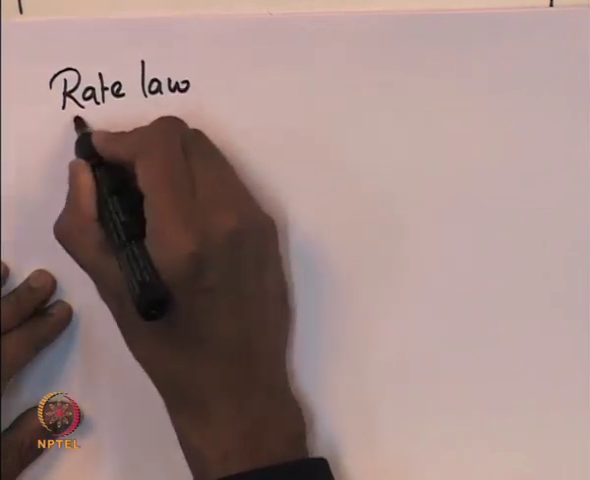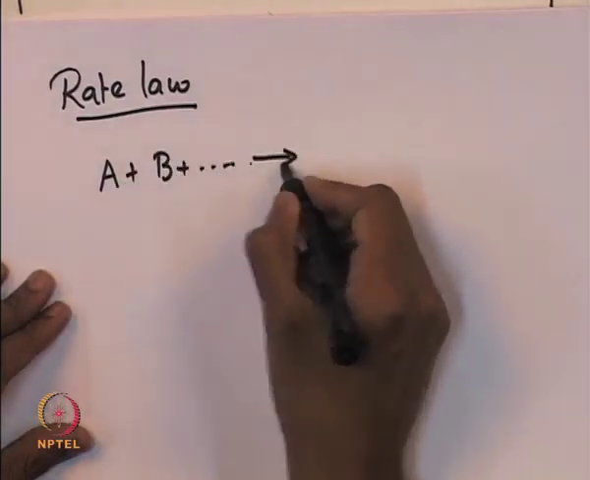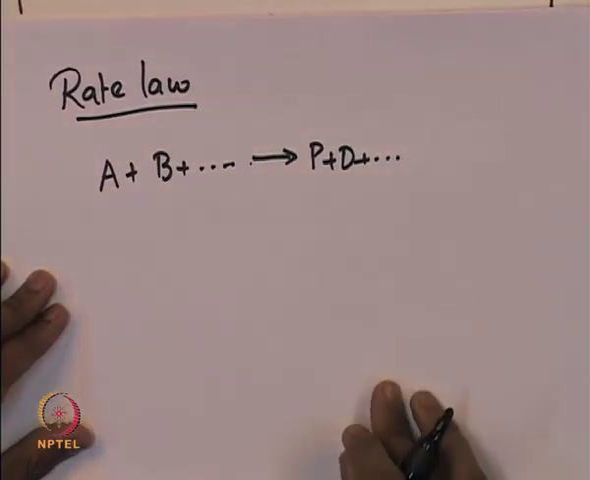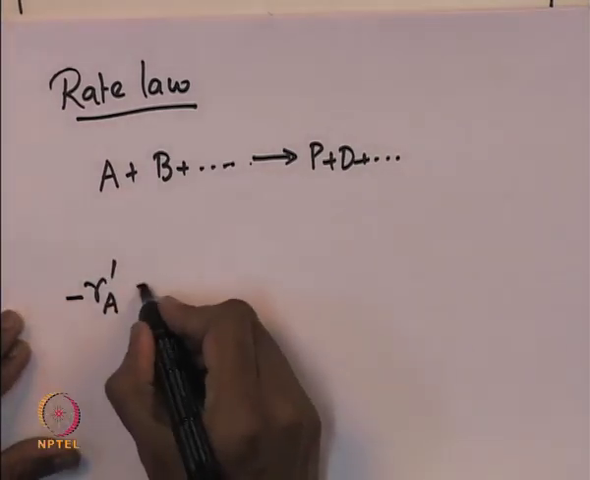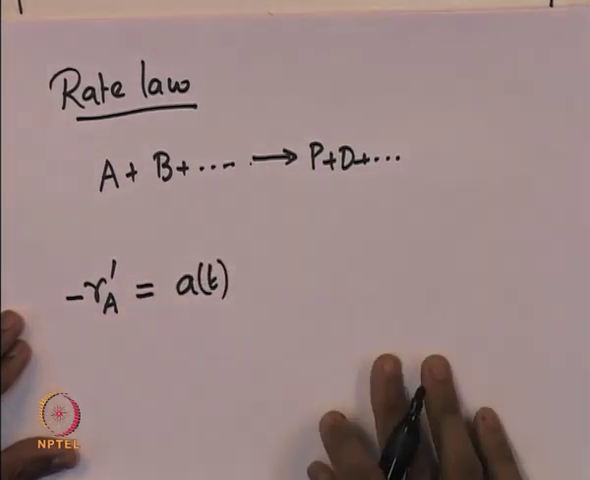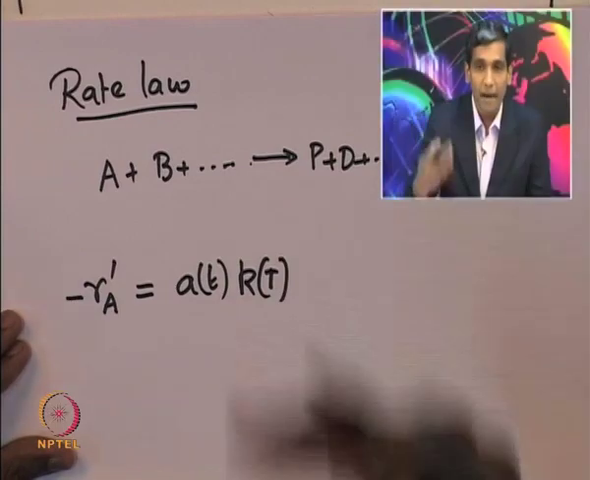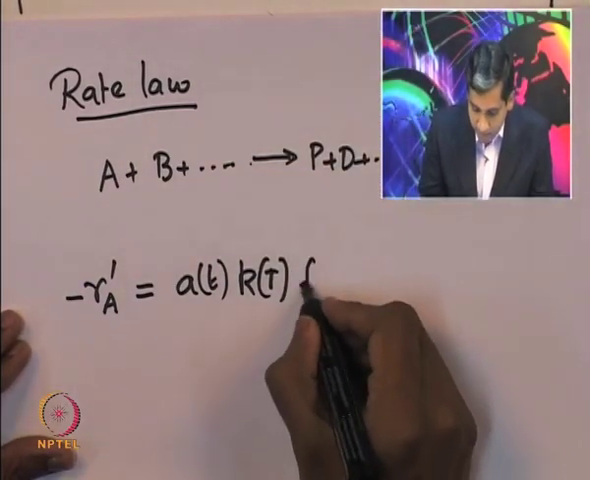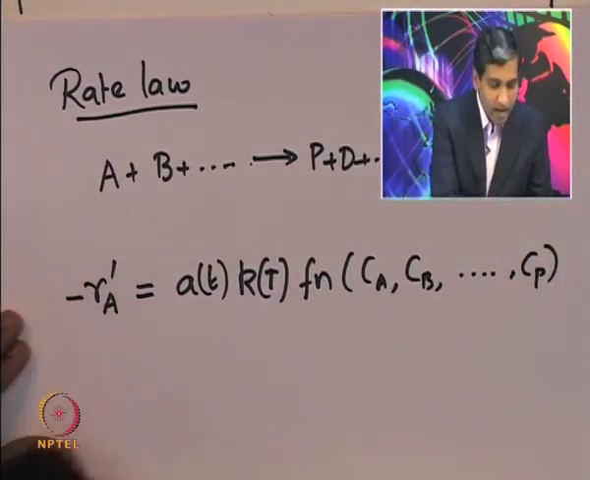Suppose there is a reaction, so how do we write the reaction rate law when there is a catalytic deactivation process occurring simultaneously? Suppose the catalytic reaction is A plus B plus ... gives P plus D plus ... Now we can write the rate of consumption of species A because of catalytic reaction as the product of the activity of the catalyst multiplied by the corresponding specific reaction rate, which is dependent on the temperature at which the reaction is being conducted, multiplied by some function of the concentration of all the species that may be participating. So, let us stare at this equation a bit.